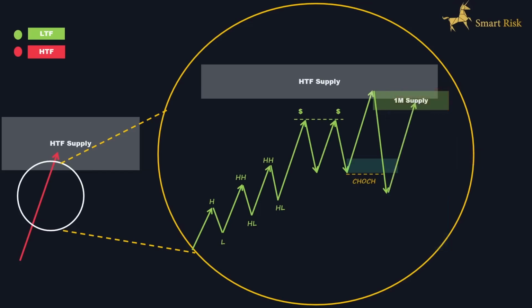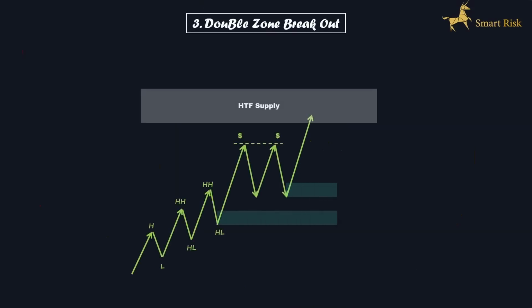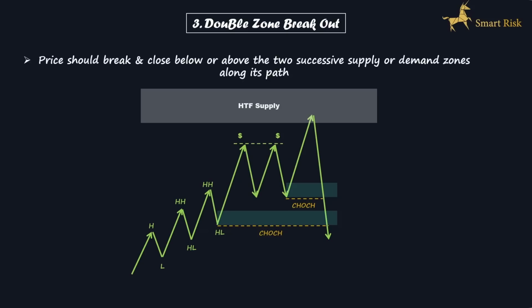Now let's proceed to the next criteria, which is the double zone breakout. For a change of character pattern to be more effective with a higher chance of success, the price should break and close below or above the two successive supply or demand zones along its path. For example, in this scenario, if price breaks through this demand zone also, we have a double zone breakout, because price breaks out of the two successive demand zones with a bearish single leg movement. This pattern will be a strong confluence and confirmation for entering into the market by opening short or long positions depending on bearish or bullish order flow.